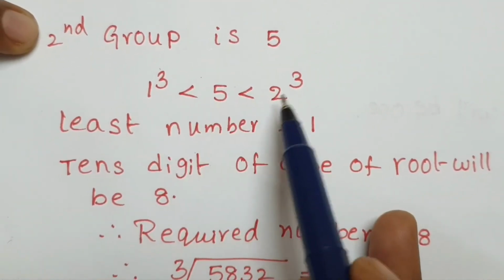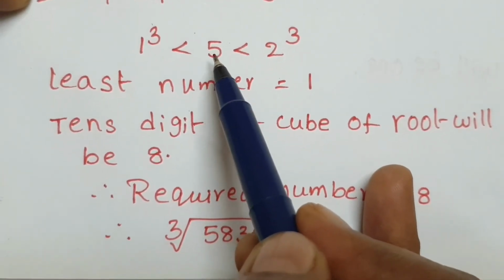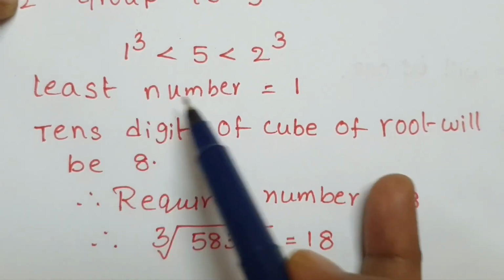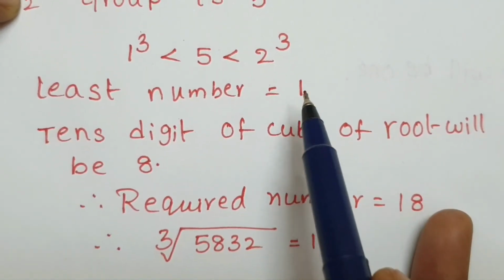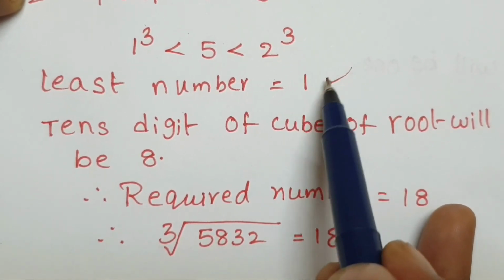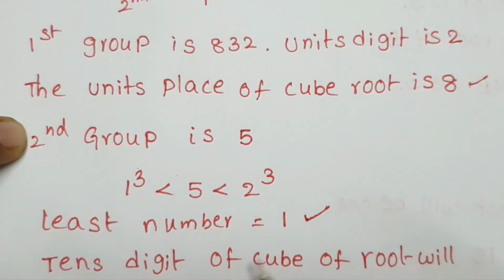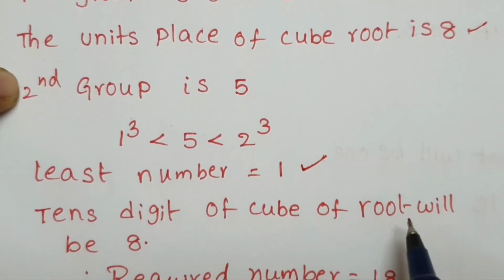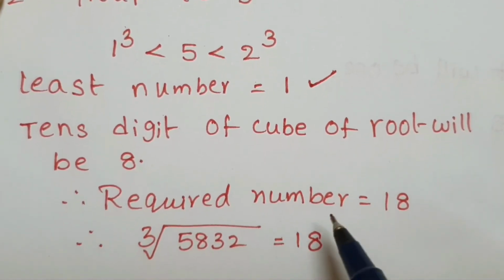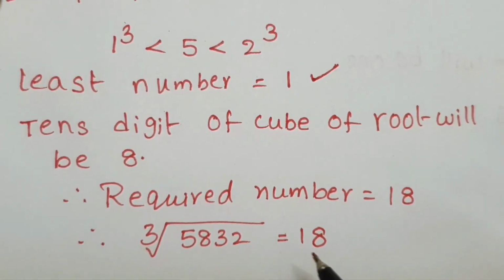1 cube is 1, 2 cube is 8, and 5 lies between 1 and 8. We have to choose the least number, which is 1. This is the tens digit place. The units digit here is 8. Now the tens digit of the cube root will be 1, and finally the required number equals 18. The cube root of 5832 equals 18.